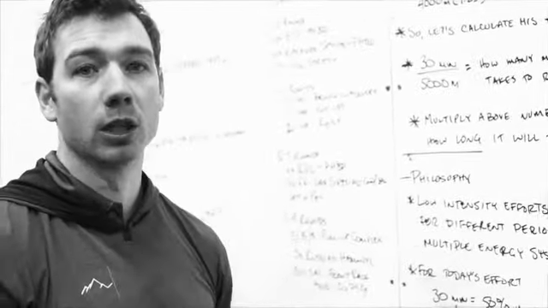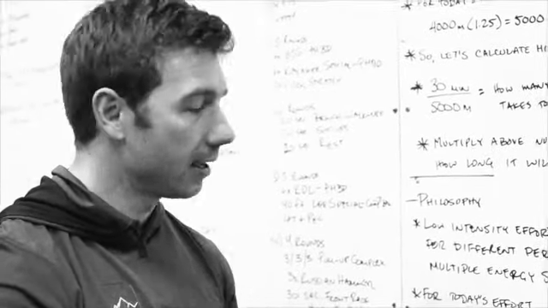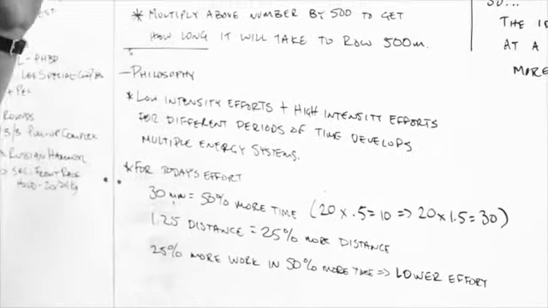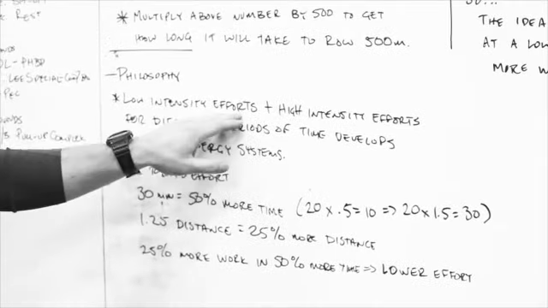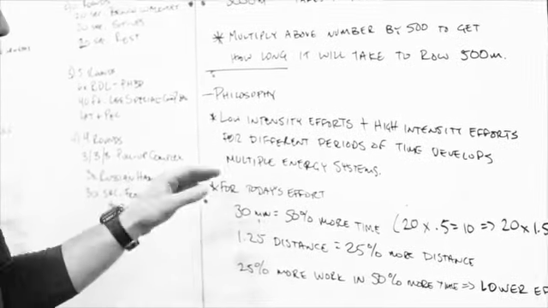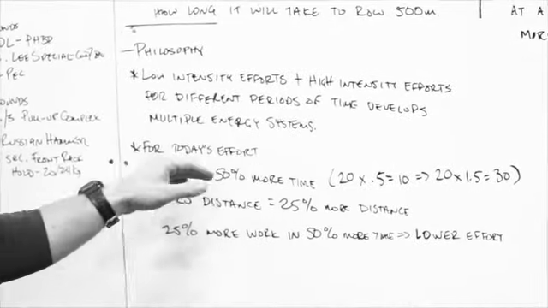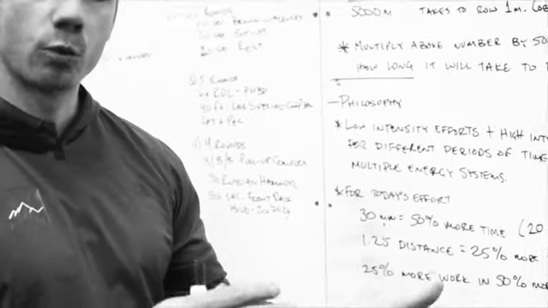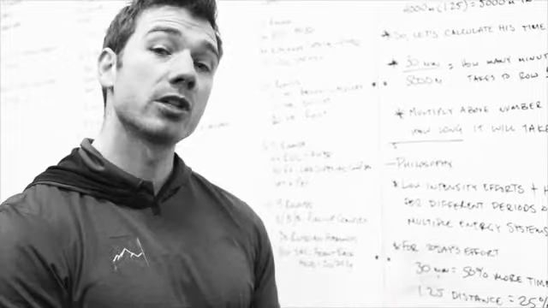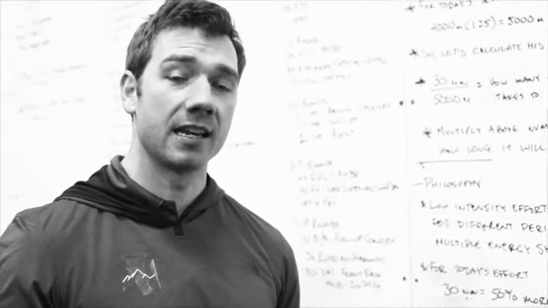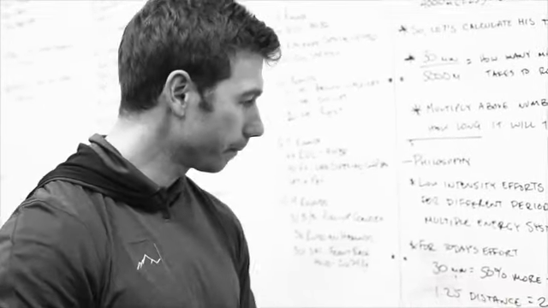Why do I want you to do a lower intensity today? The philosophy behind this endurance cycle is that if we do low intensity efforts and high intensity efforts for different periods of time, different durations, then we're going to develop multiple energy systems. The body has more than one energy system. In order to develop those energy systems, we have to do different intensities for different periods of time.